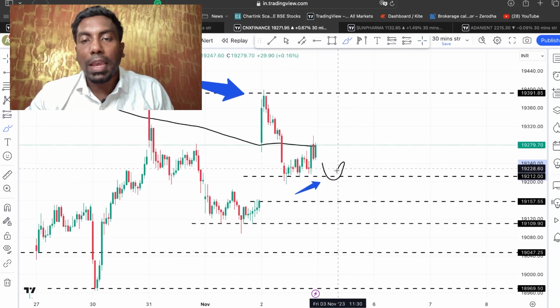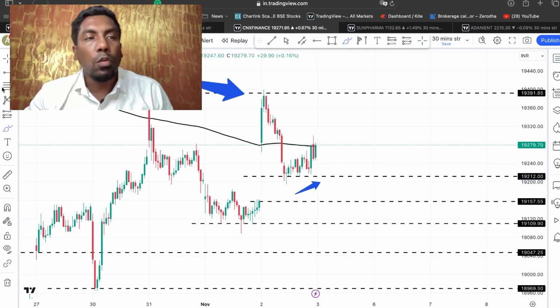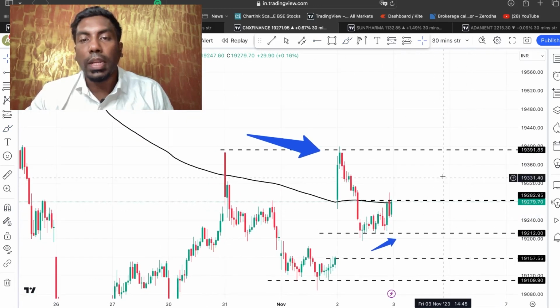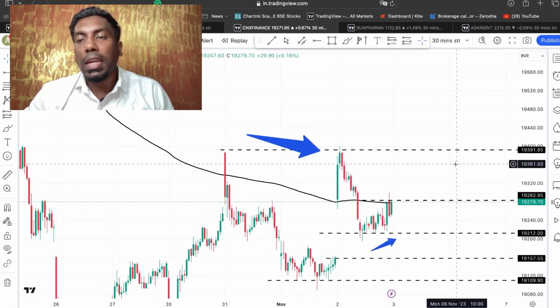If the market is coming and moving towards the upside, you can directly go for the trade, and the first target which I would suggest to you is 19282, and the second target would be 19399.